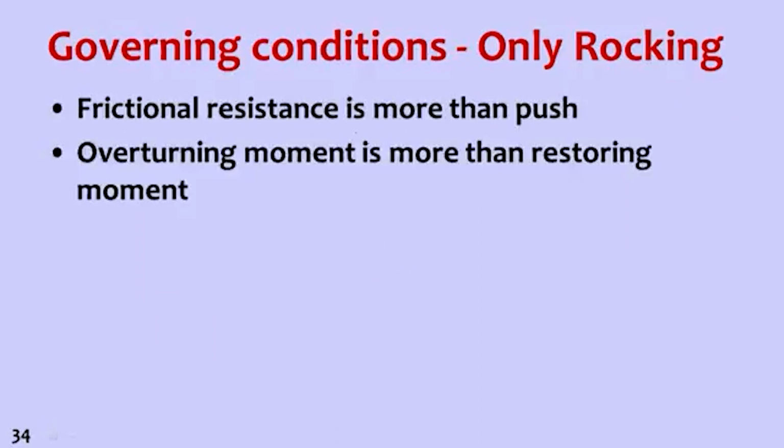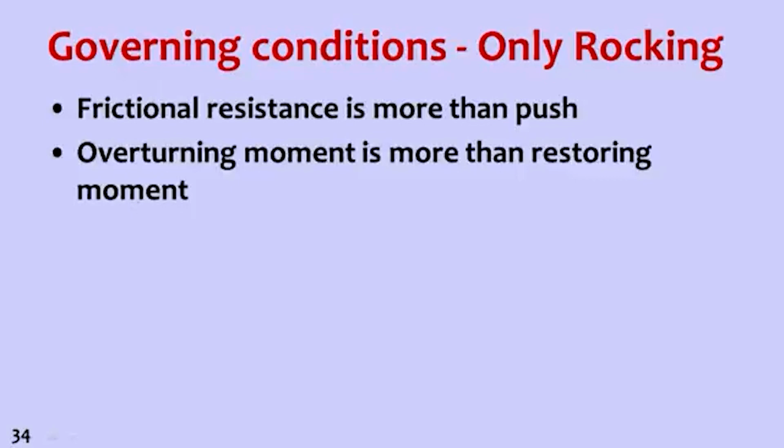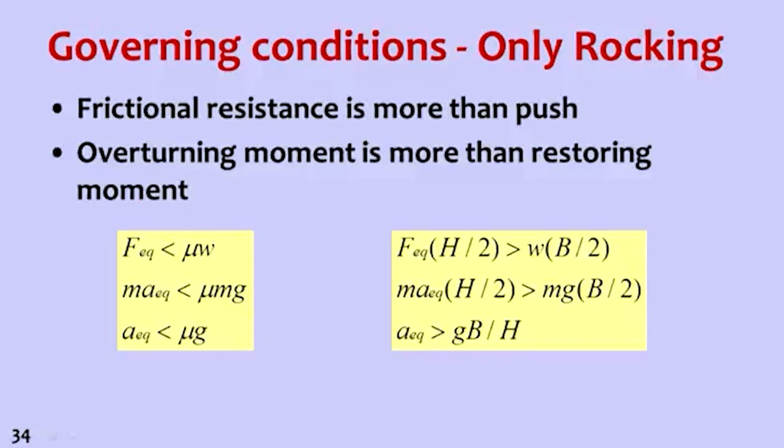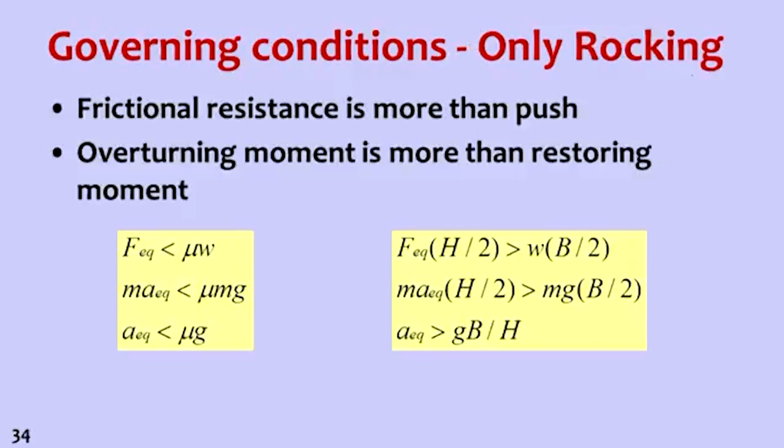The second case, only rocking. In only rocking, frictional resistance is more than push, so that means we cannot push. But at the same time, overturning moment is more than restoring moment. So this is a similar case but with a slight change in the condition. Here the earthquake acceleration is peak acceleration. Earthquake acceleration should be less than friction times gravity, and earthquake acceleration should be greater than gravity times aspect ratio. So these are the two conditions for only rocking. Earlier case was only sliding, second case is only rocking.